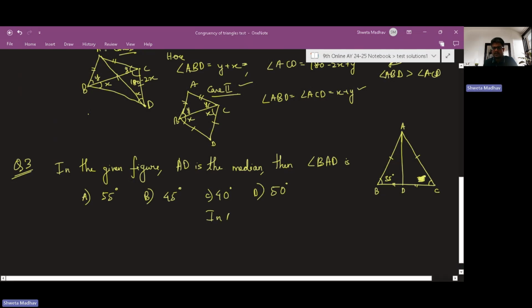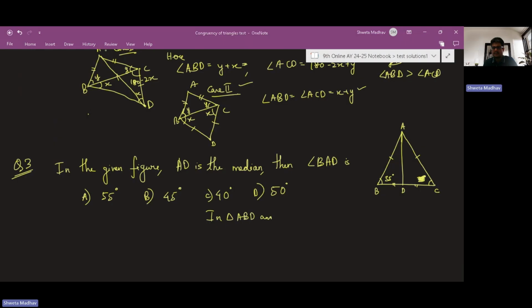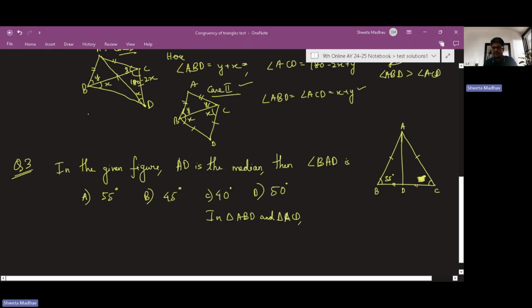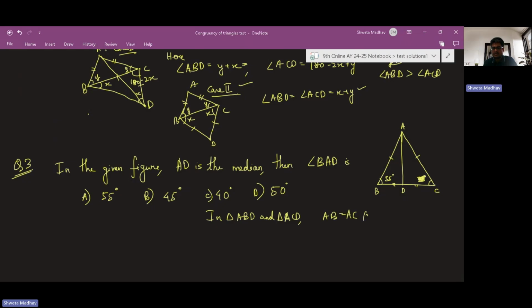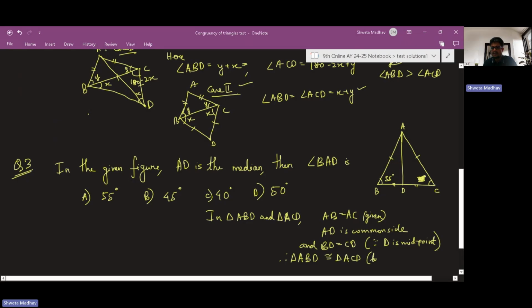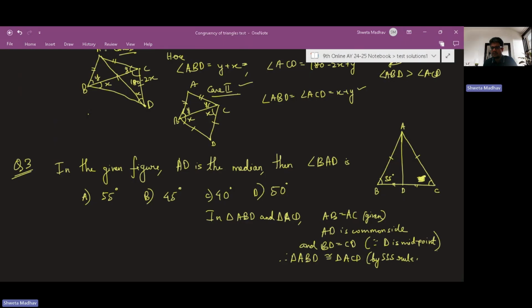So here we can see that in triangle ABD and triangle ACD, AB is equal to AC, which is given, and AD is the common side. Also we can see that BD is equal to CD, since D is the midpoint of BC. Therefore, triangle ABD is congruent to triangle ACD by the SSS rule of congruency.